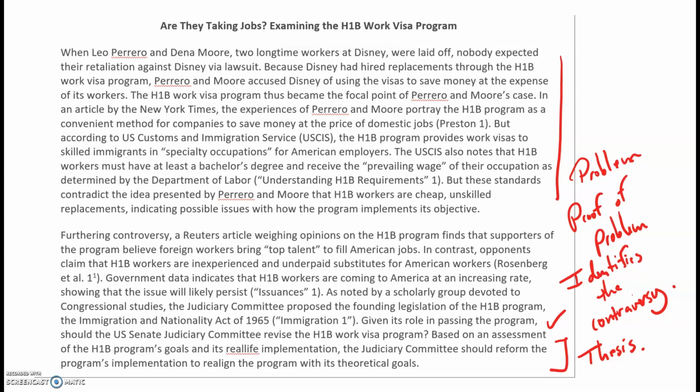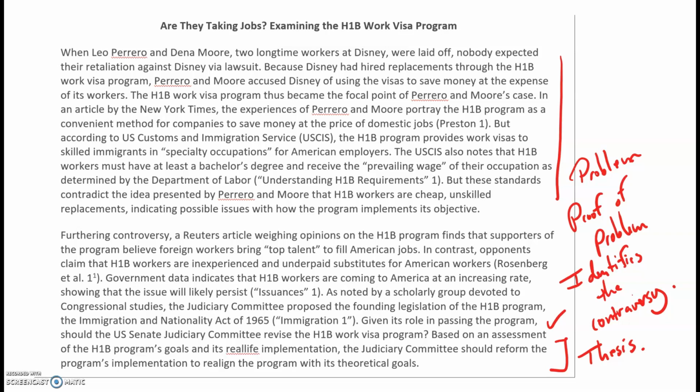Furthering controversy, a Reuters article weighing opinions on the H-1B program finds that supporters of the program believe foreign workers bring top talent to fill American jobs. In contrast, opponents claim that H-1B workers are inexperienced and underpaid substitutes for American workers. Government data indicates that H-1B workers are coming to America at an increasing rate, showing that the issue will likely persist. As noted by a scholarly group devoted to congressional studies, the Judiciary Committee proposed the founding legislation of the H-1B program, the Immigration and Nationality Act of 1965.